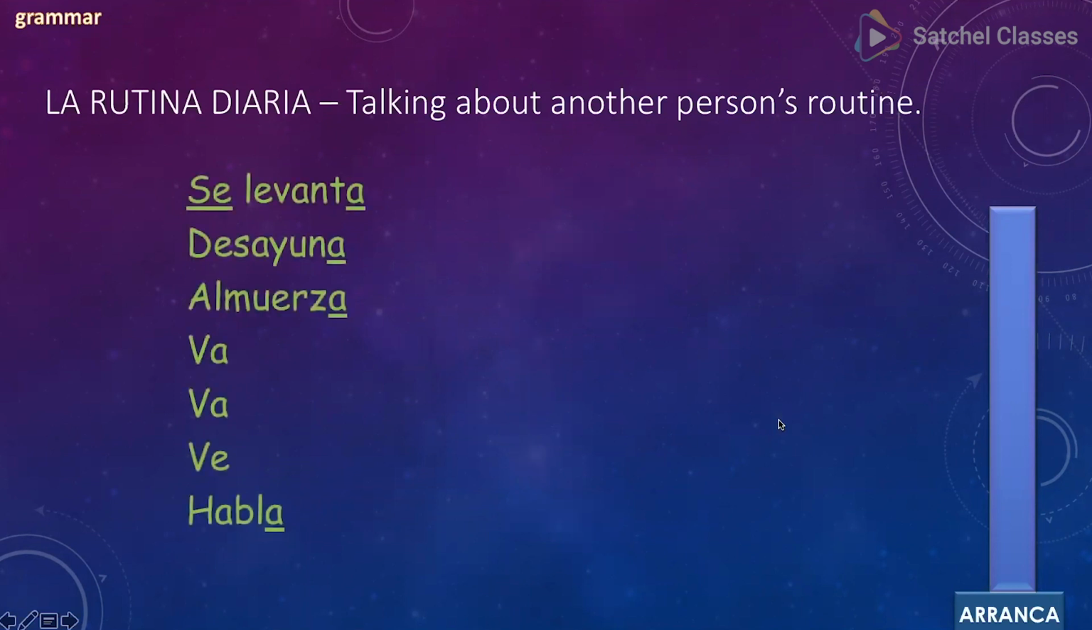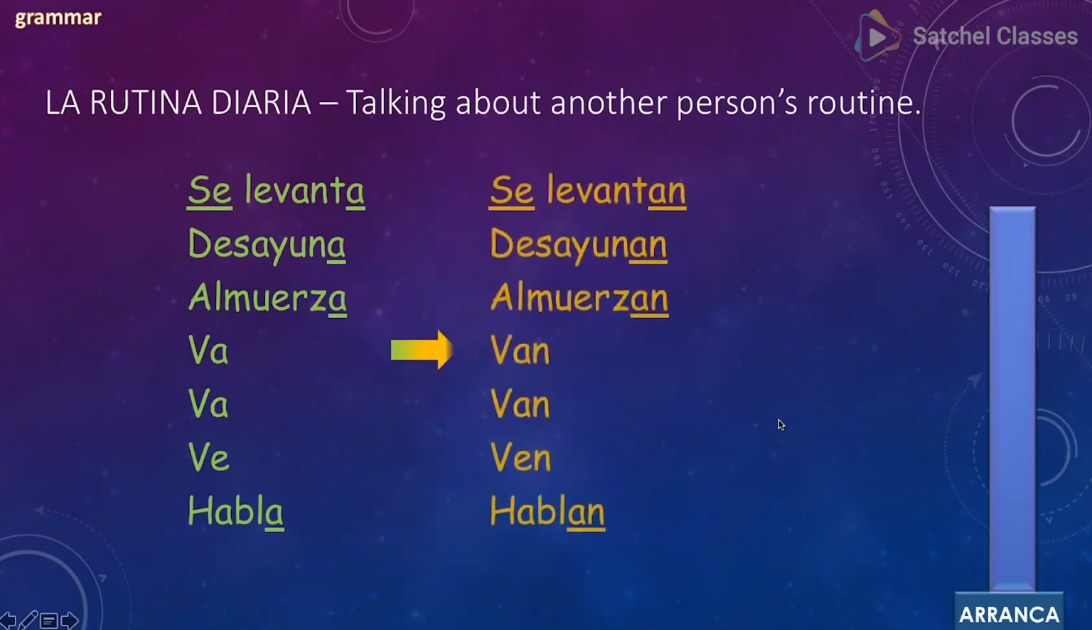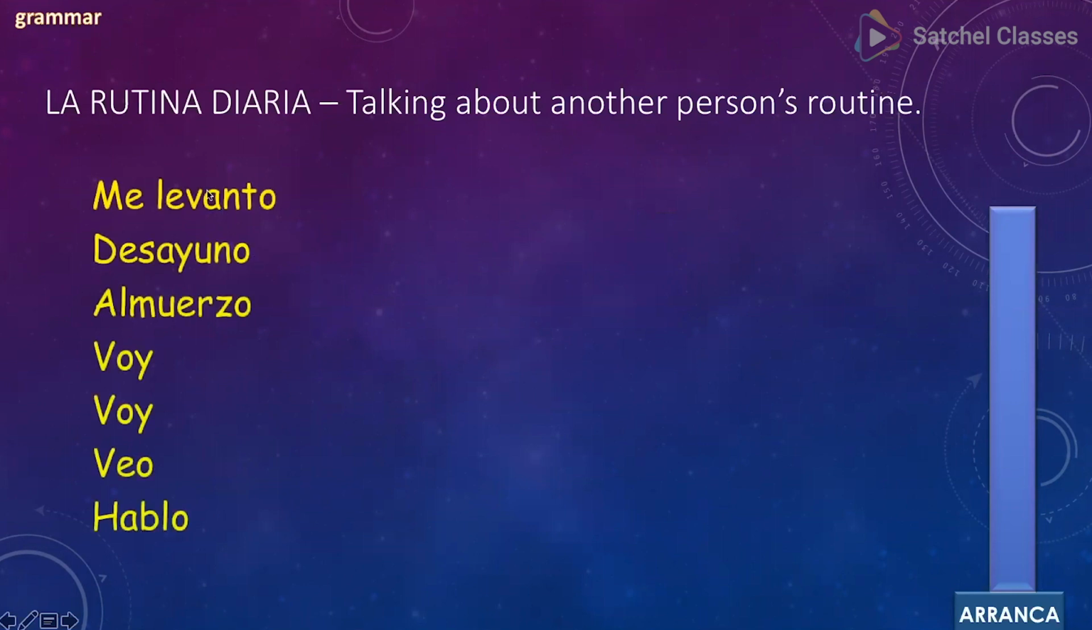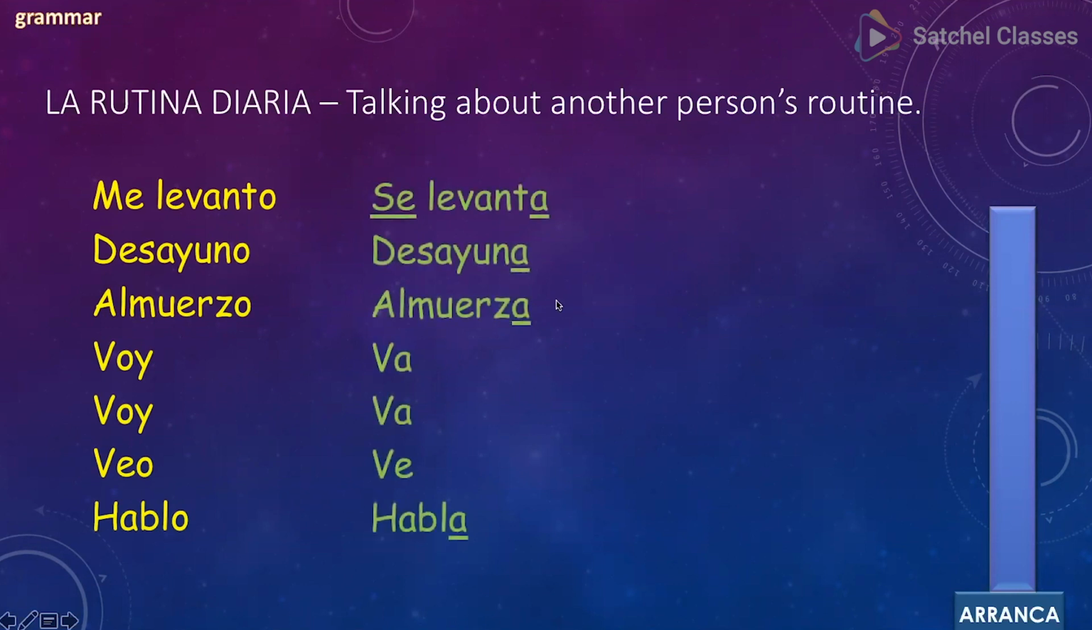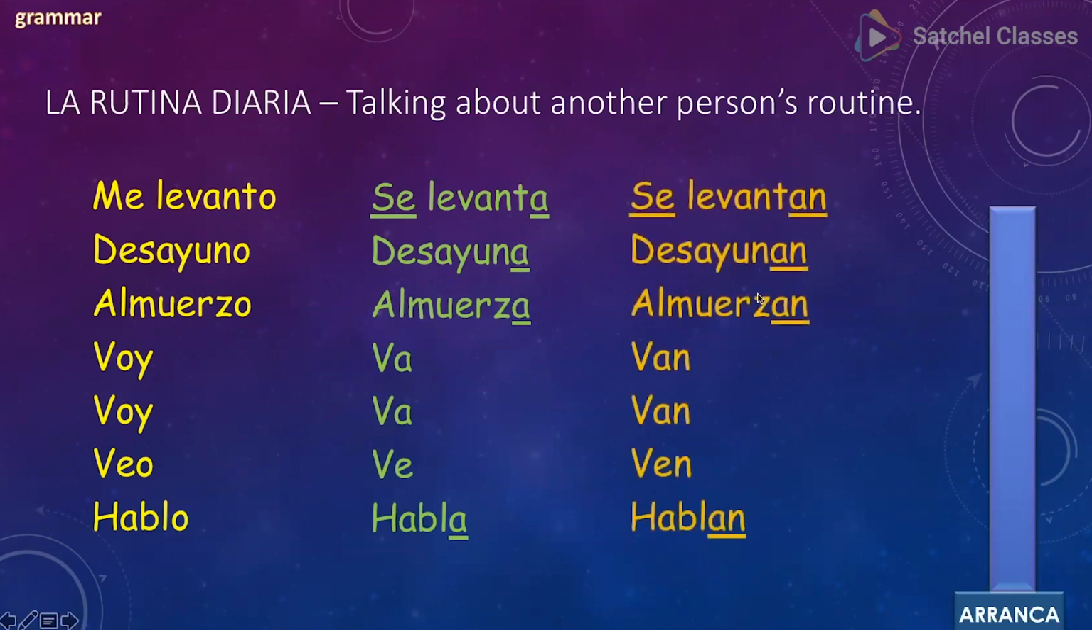But also we have a third option, which is if we are talking about several people. So all we need to do is add an N at the end. Se levanta, se levantan. Desayuna, desayunan. Almuerza, almuerzan. Va, van. Ve, ven. Habla, hablan. So as you can see, we have, when we're talking about ourselves, I. When we talk about somebody else, one person mainly, but also when we're talking about a group of people.